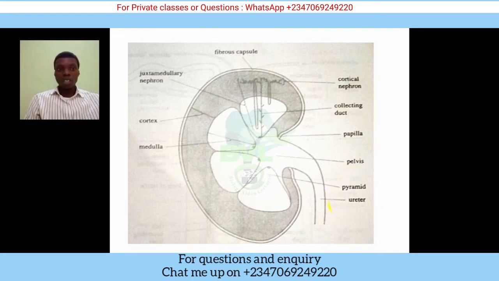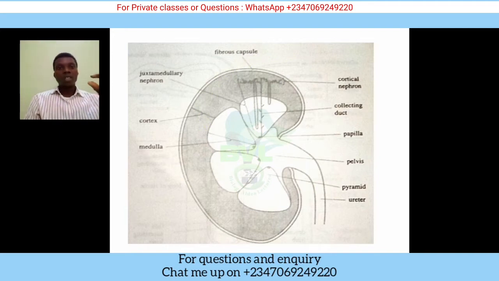You can see that here. It's called pyramid. Then on top of the pyramid is called what? Papilla. Or we call it the apex of the pyramid, called papilla. Now, looking at this, the cortex, this thing you see here is called nephron. It's just a drawing, so you get to see it clearly.